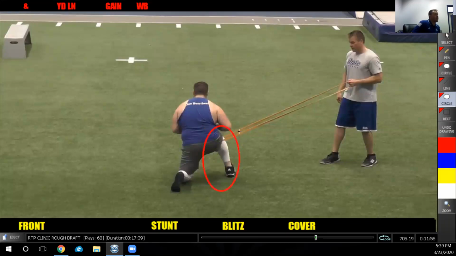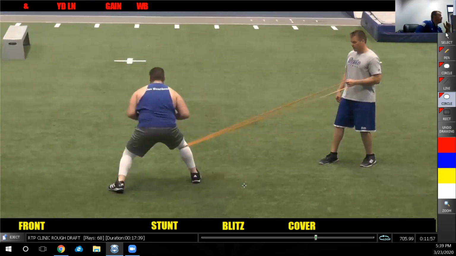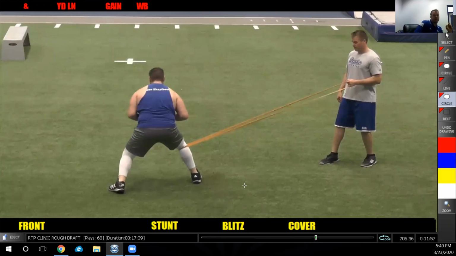What I wouldn't necessarily want to see on game day is I want to see him preload his shin, preload his foot to get in the right spot. But he's doing a nice job driving and learning kind of the skill there.